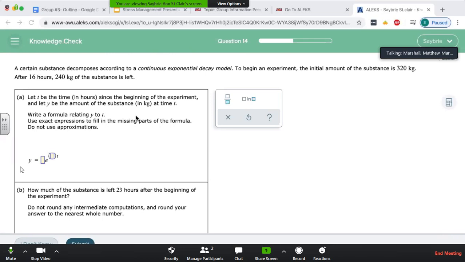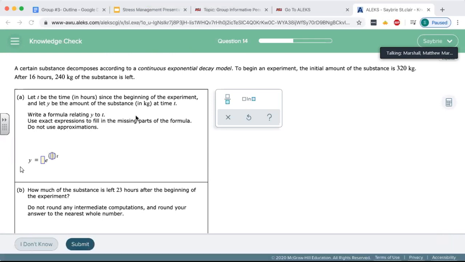Okay, so 320 is the initial. So y at 0 is always initial. Y is 240 after 16 minutes. And then they want you to do whatever. And then 23 hours for the last one. Okay, ready.